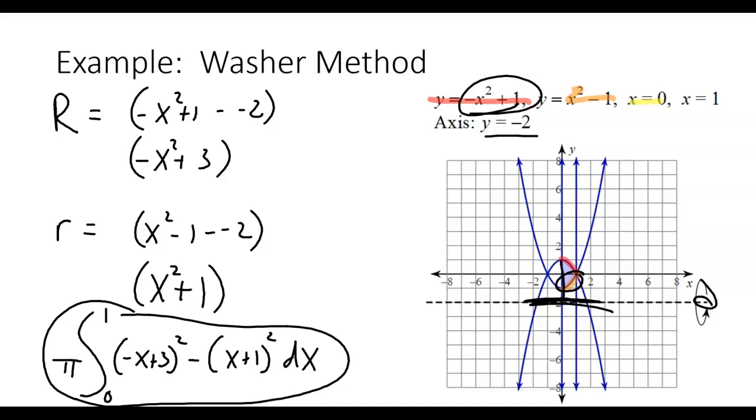Now, something that I forgot to mention is, how did I know I was doing dx and these equations were okay? Because I had a horizontal axis of rotation. If you have a vertical one, you would have to get the y's or the x's by itself, right, and do it with respect to y instead.